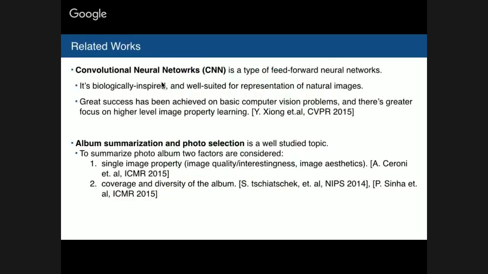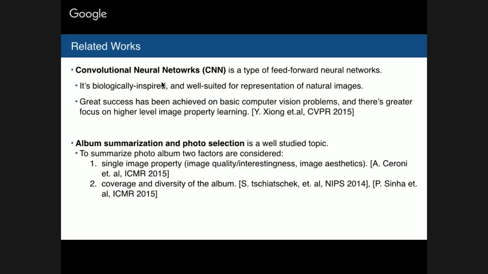Before we start, I want to introduce the related background works for this project. The first large part is convolutional neural networks. It is a type of feed-forward neural network. It is biologically inspired, and it is well suited for representation of natural images. A lot of works have focused on basic computer vision problems, such as image categorization, image recognition, and object recognition. But recently, there is a greater focus on higher level image property representation or training, such as event recognition and attribute learning.